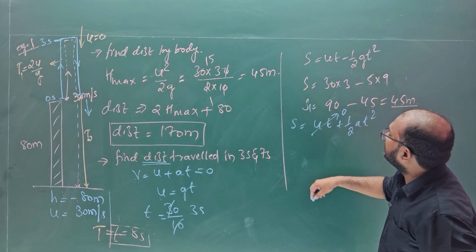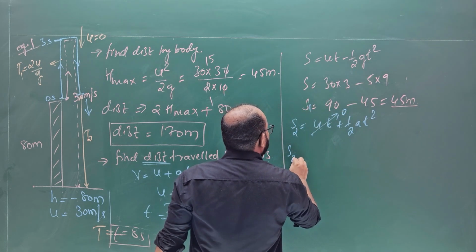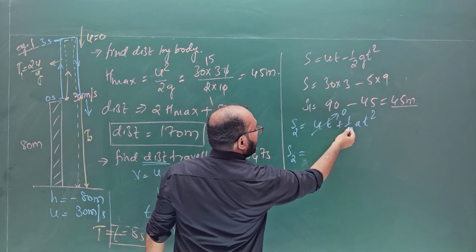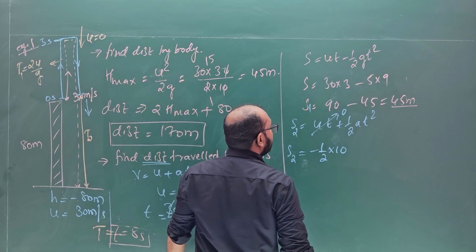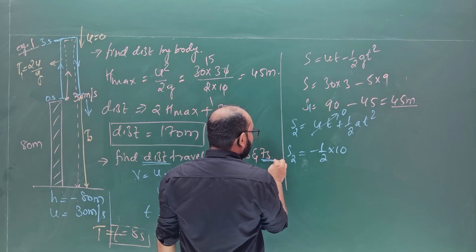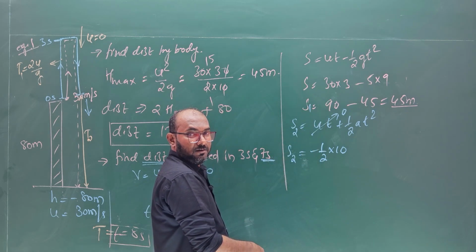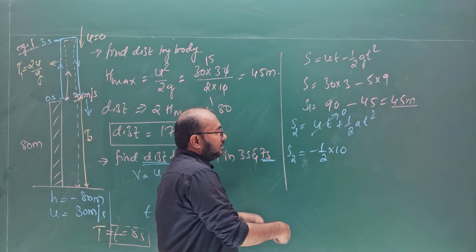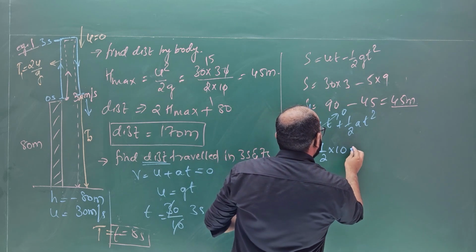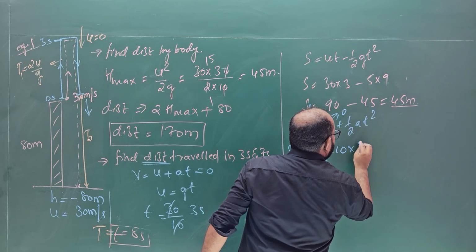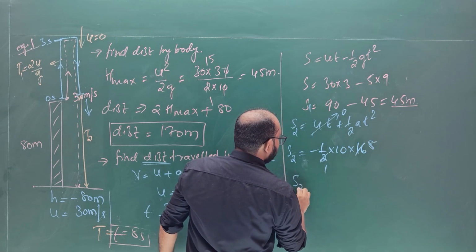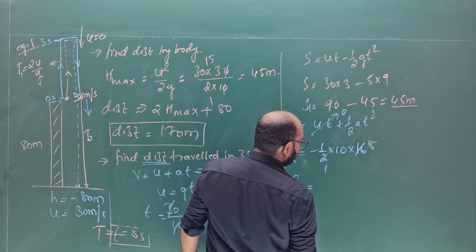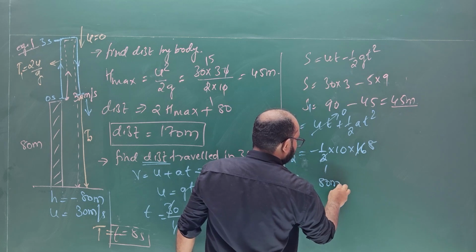So name this as S1, this as S2. So S2 is nothing but minus of half into 10 into time. Time is given how much? For 4 more seconds. Now 3 is already done. Now what? 4 more seconds, that is 4 square, that is 16. So half of that becomes 8. So S2 is equal to how much? 80 meters.